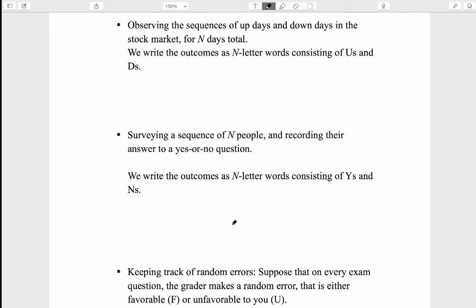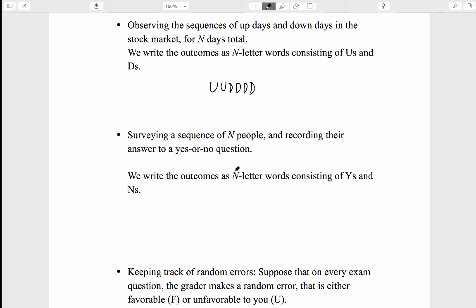Another important example is observing sequences of up days and down days in the stock market for n days total, whatever number n is. We can write the outcomes as n-letter words consisting of U's and D's. Thus, up 2 days in a row, down 4 days in a row, these things happen. That would be an outcome of this experiment. Now we're assuming that either the market ends up higher or lower, but never unchanged. An individual stock can very easily end up unchanged from one day to the next, and even the market as a whole. However, we're making a simplifying assumption so that we can use this model, and in fact, this is a very commonly used financial model.